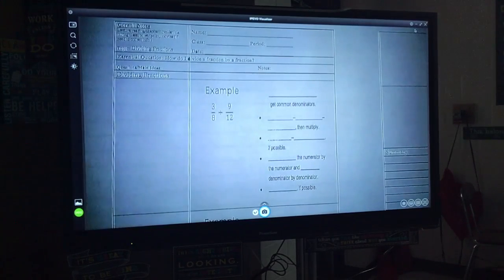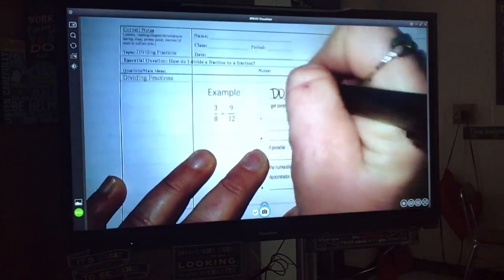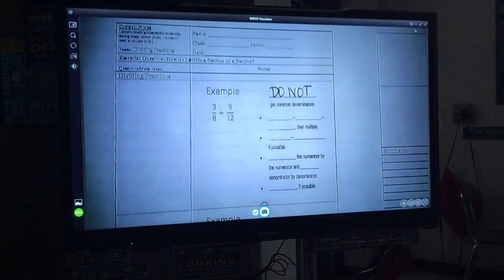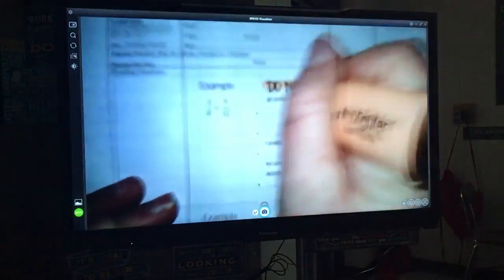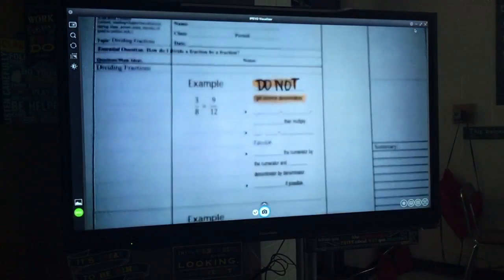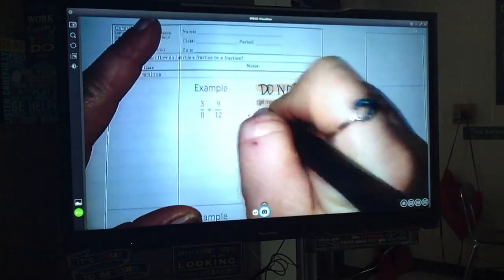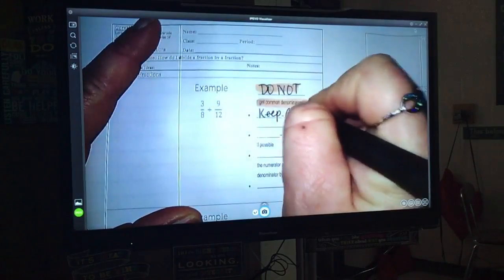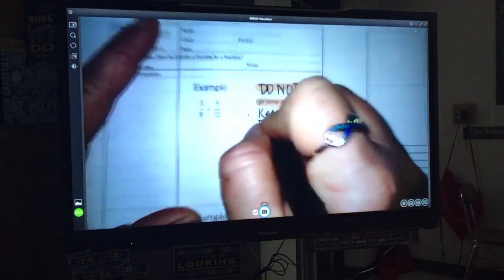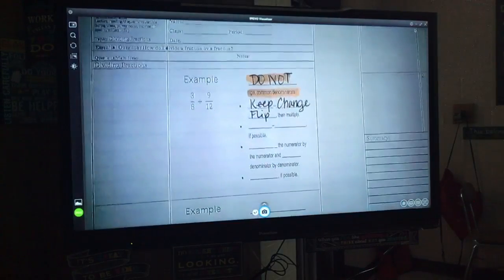Alright, so for the first example, you do not get common denominators. I mean, that's huge. So you don't have to worry about LCM or anything like that because we're going to essentially do multiplying. We end up doing the opposite or the inverse operation of division. Then you keep, change, flip, and then go back and multiply.